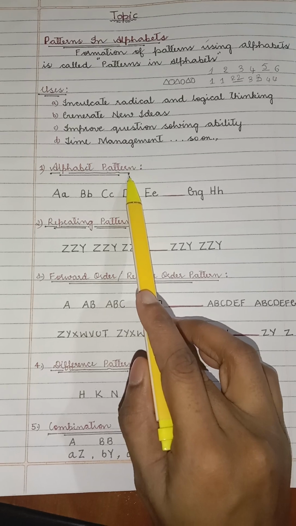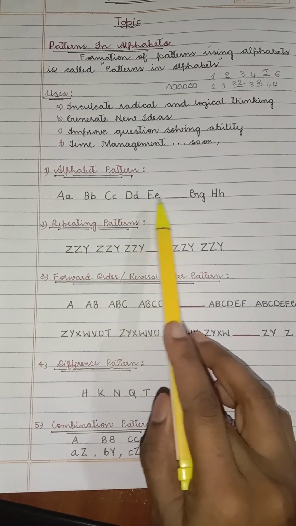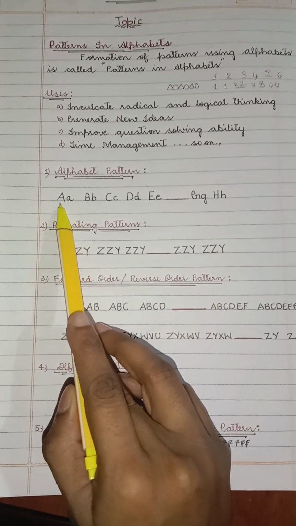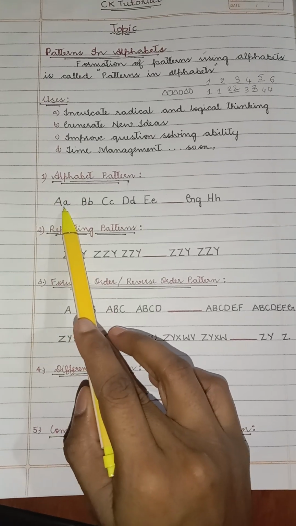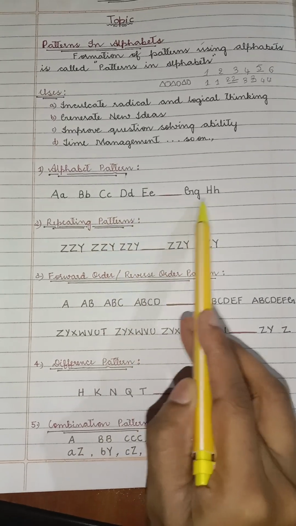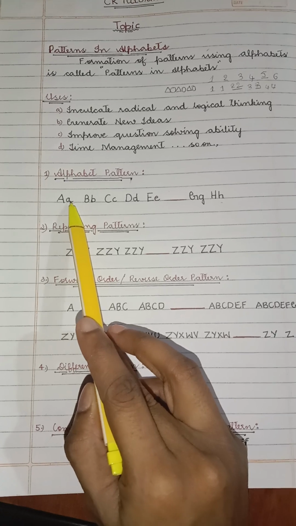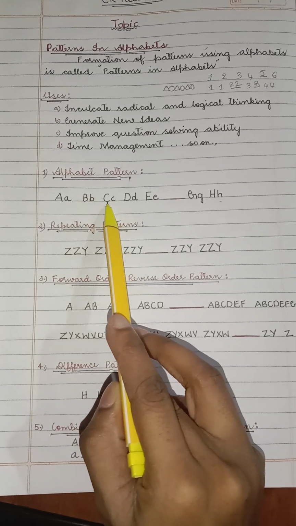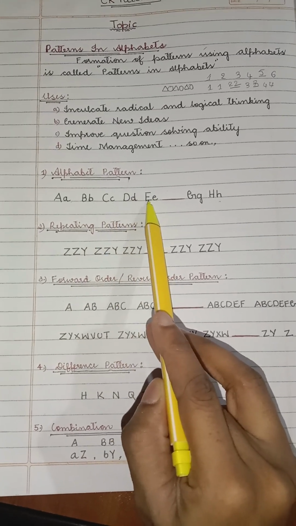What do you mean by alphabet pattern? These patterns are created by using different alphabets of English. For example, here they have given capital A and small a. On that we can see some kind of pattern that has been written here. So capital A, small a first. The next pattern is capital B, small b, and the next letter is capital C, small c, capital D, small d, capital E, small e.